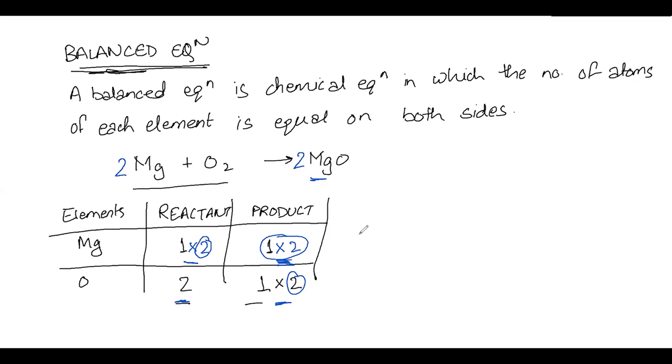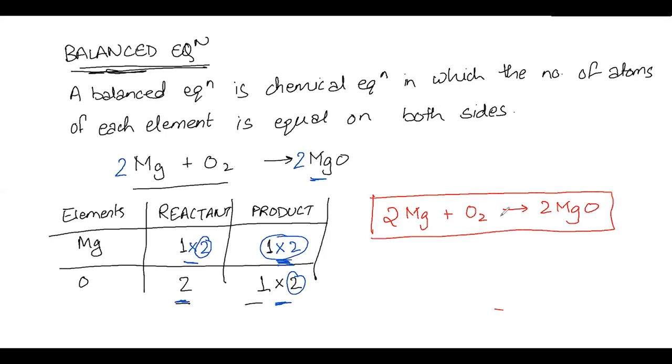So we see this is balanced. So our final equation comes out to be 2 Mg plus O2 gives out 2 MgO. Okay, so this is our final equation after balancing. So this is what a balanced equation is.